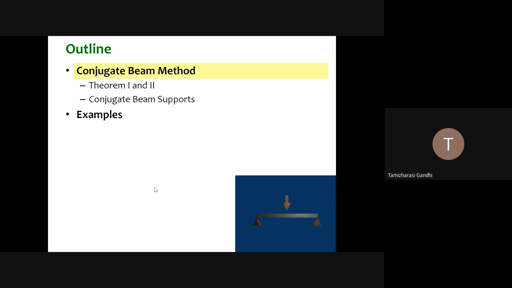Along with the theorem, you need to make certain modifications to the real beam and make a fictitious beam called the conjugate beam. Therefore, you need to learn the beam supports. We have specific slides which will represent the conjugate beam supports, and we have certain examples for the conjugate beam method.